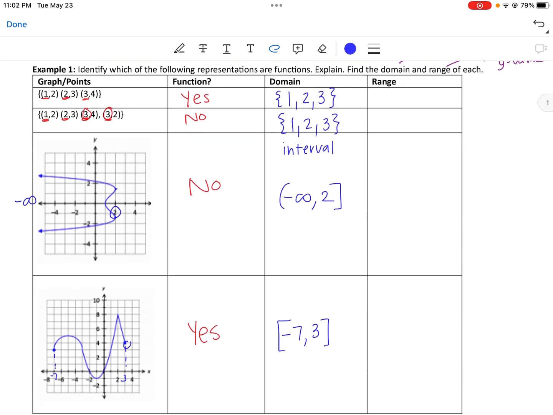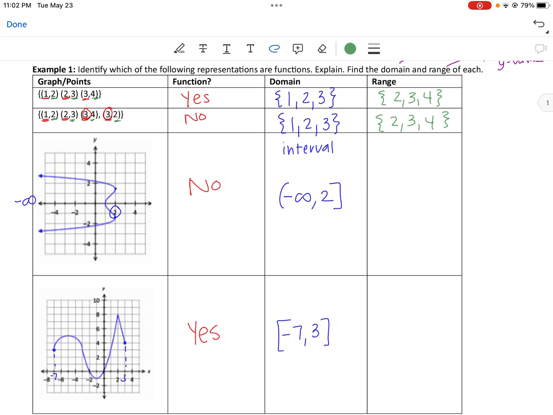So for the record, if this N one was an open circle, that's when you'd use a parenthesis. Okay, last but not least, we're going to look at range. So now we're just looking at all your y values. My y values here are 2, 3, 4. And if you look at this next one, 2, 3, 4, but we got 2 again, it's actually the same exact range. 2, 3, 4, you don't have to list 2 twice.